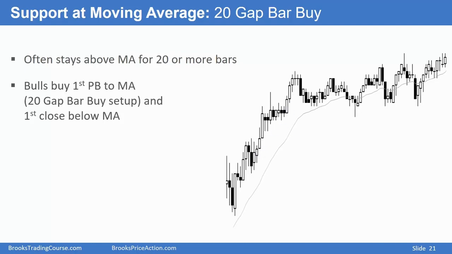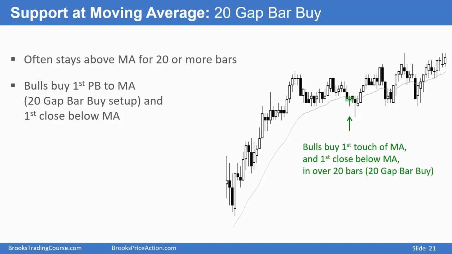Also, whenever the market's above the moving average for about 20 bars or more than 20 bars, I think of it as a 20 gap bar buy setup. And a lot of bulls will place limit orders to buy the moving average, at least for a scalp. Also, a lot of bulls will look for the first bear close below the moving average, and they'll buy that bear close, betting that it's a trap, and it usually is. So here you have a 20 gap bar buy. You can buy the moving average or place a limit order to buy one tick above, or you can buy these gap bars, betting that the trend is so strong we will resume up to a new high.